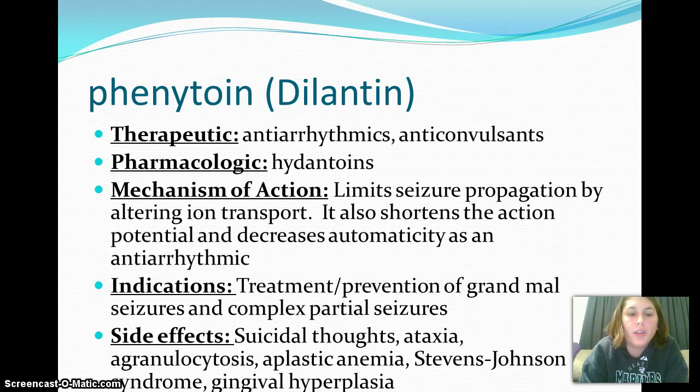Its indications for use are treatment and prevention of grand mal seizures and complex partial seizures. The side effects are suicidal thoughts, ataxia, agranulocytosis, aplastic anemia, Stevens-Johnson syndrome, and gingival hyperplasia.